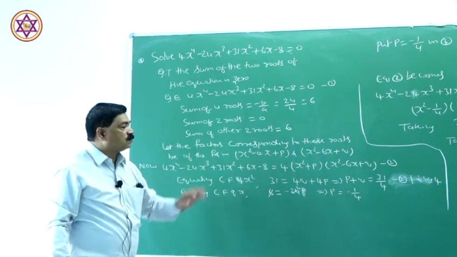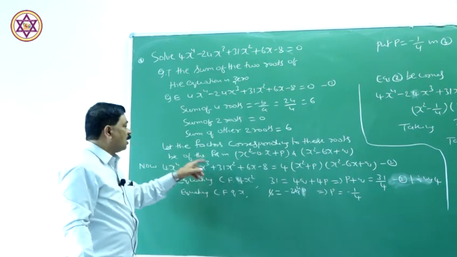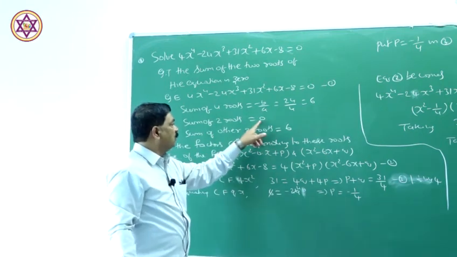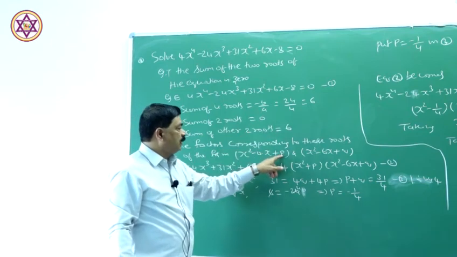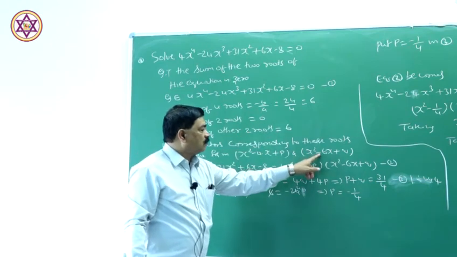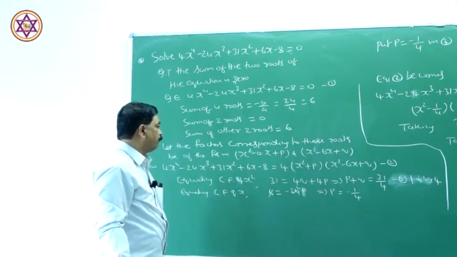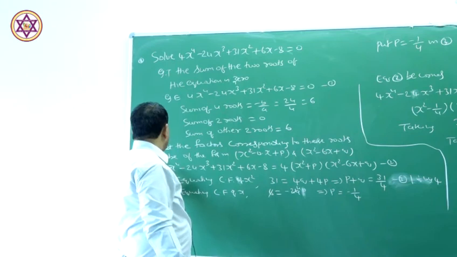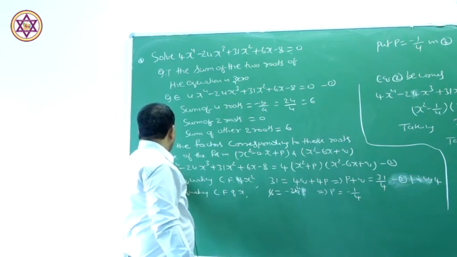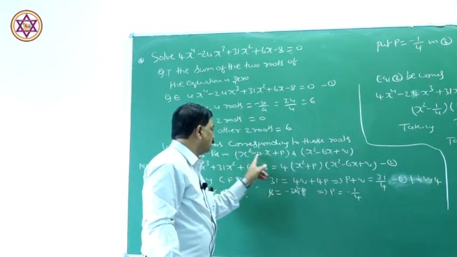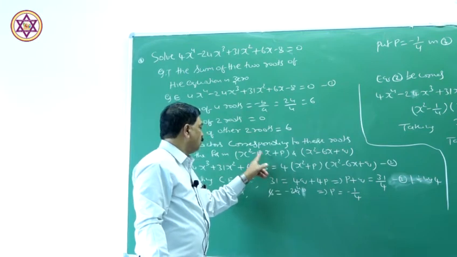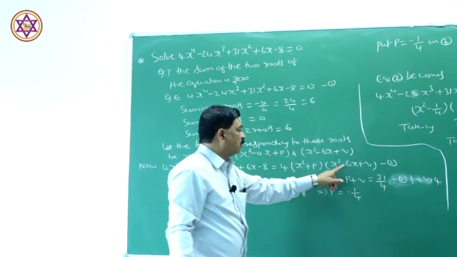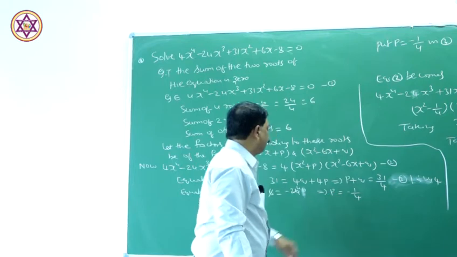Let the factors corresponding to these roots be of the form x squared plus 0x plus p, next x squared minus 6x plus q. I am considering the given equation, here the coefficient of x to the power of 4 is 4, so 4 times (x squared plus 0x plus p)(x squared minus 6x plus q).